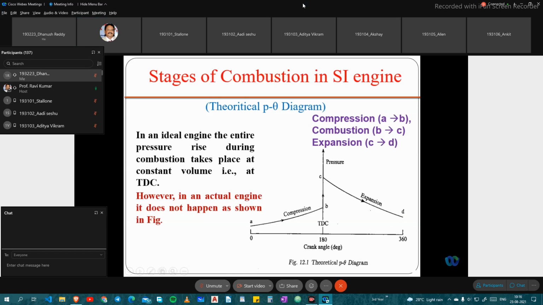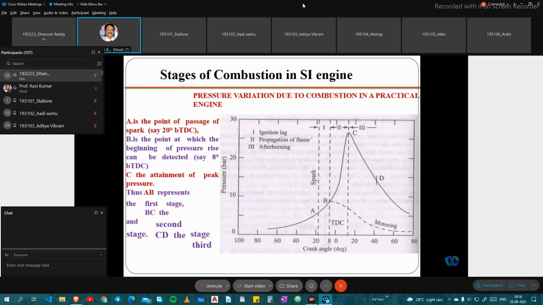We call it the P theta diagram, pressure versus crank angle diagram. And if you see the stages of combustion, I have shown the different stages of the flames, but in the combustion also we are going to have different stages of combustion. Pressure variation due to combustion in a practical engine. Practically, if you see the engine, how it happens internally through this combustion.